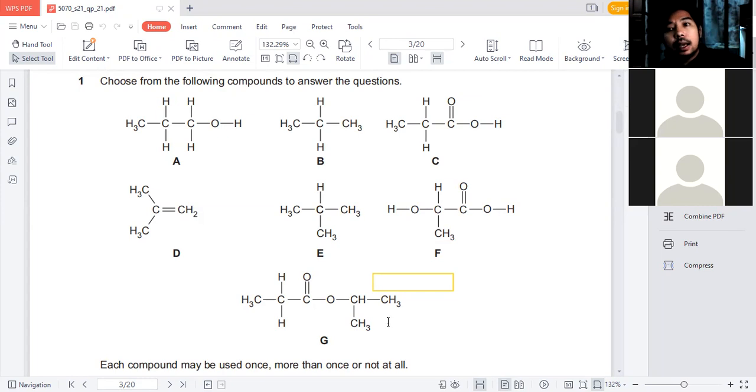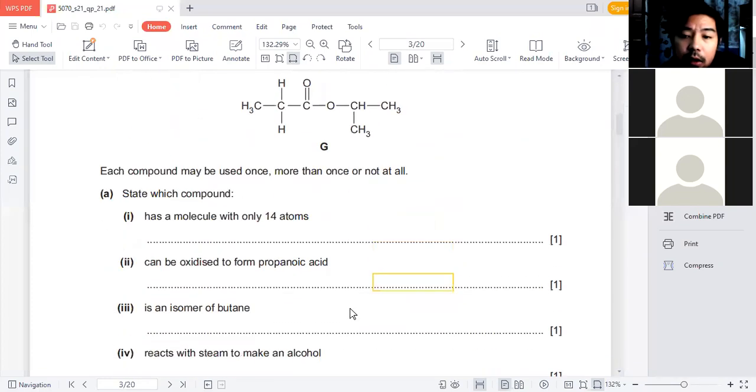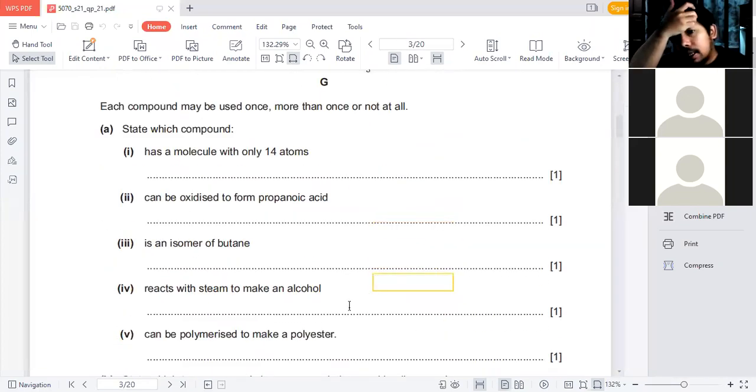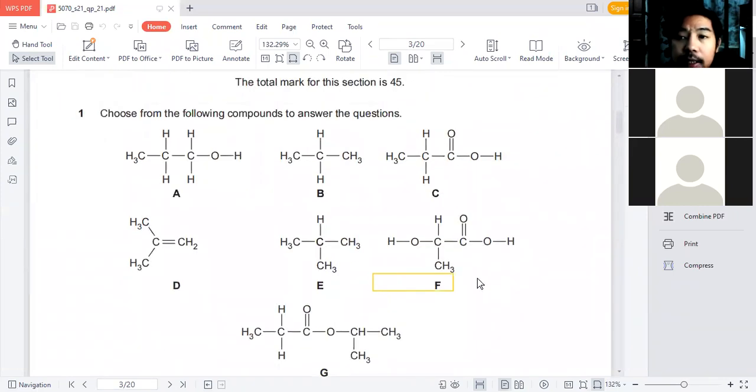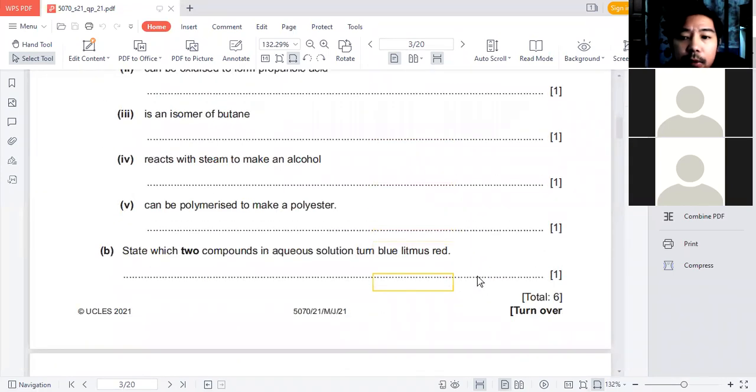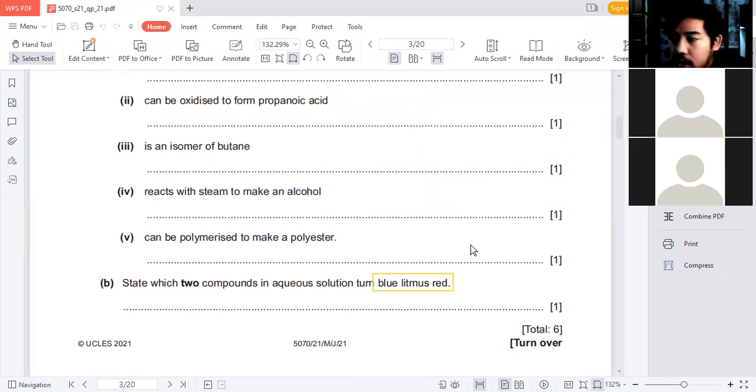But again, sometimes the question says it reacts with metal, then only acid. It can react with carbonate, also only acid. That would be carboxylic acid. So here the answer would be C and F, because C and F contain acid, so of course they can turn the blue litmus red.